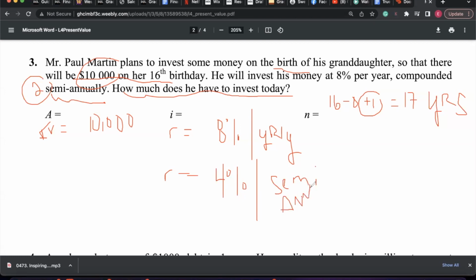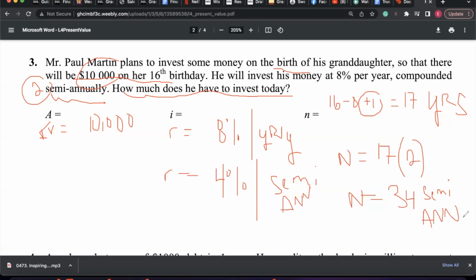Great. Now our N will be 17 times 2. Once again, in order to get it on a semi-annual basis, this means that N would be 34 semi-annual payments, or periods.